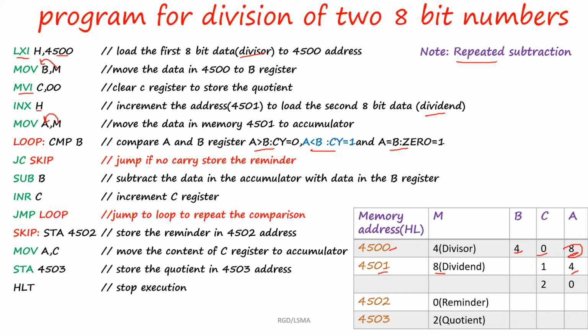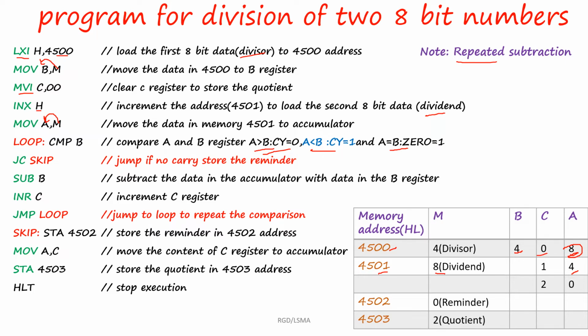Since 8 is greater than 4, there is no carry generated, which means the carry flag will be reset. So you can do the next instruction, jump if carry, then it will go to skip and store the result. If there is no carry, you can do a repeated subtraction process. Here A is greater than B, which means 8 is greater than 4. We can go to subtraction.